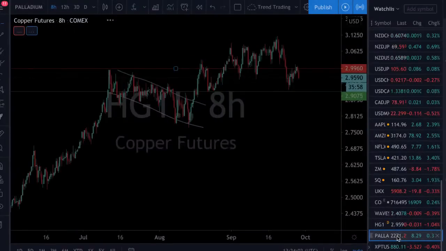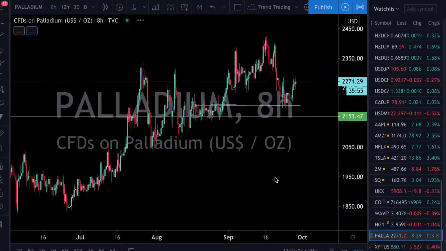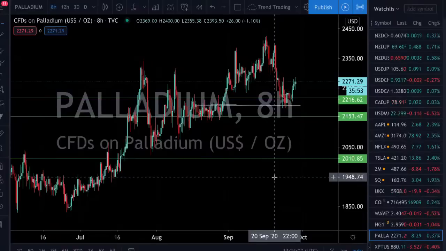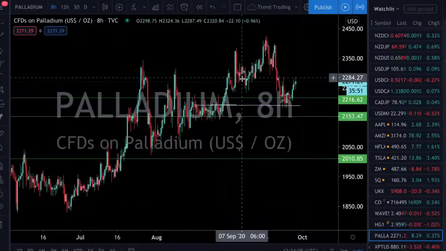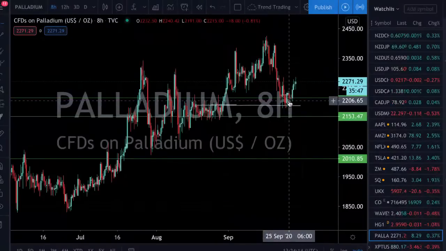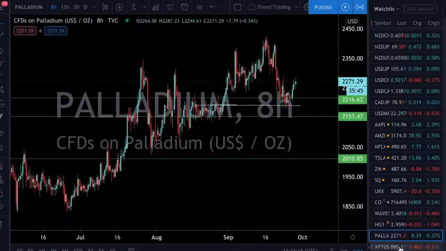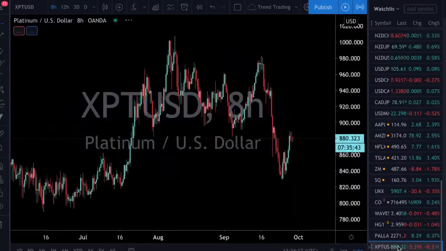Let's take a look over here at palladium. Looking a lot better over here. You can see it's just into some local resistance. Not a big deal. You can see very nicely, it's looking a lot better. I don't have a clear read on it. When I don't have a clear read on something, I just step aside.